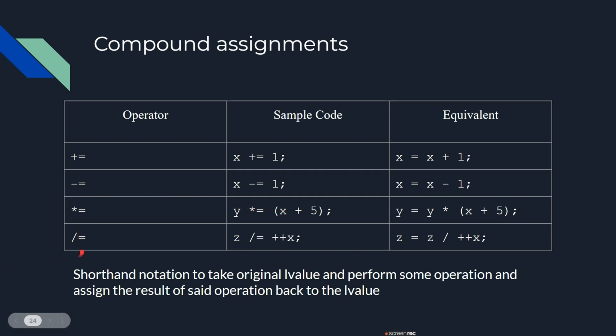And last but not least, we have divide equals, sample code here, z /= ++x, and the equivalent code would be z = z / ++x. In this case, we'll go ahead and increment x first, given the prefix increment operator. That result will then be the denominator of z divided by that value, and then the result of that division will be assigned back to the variable z.